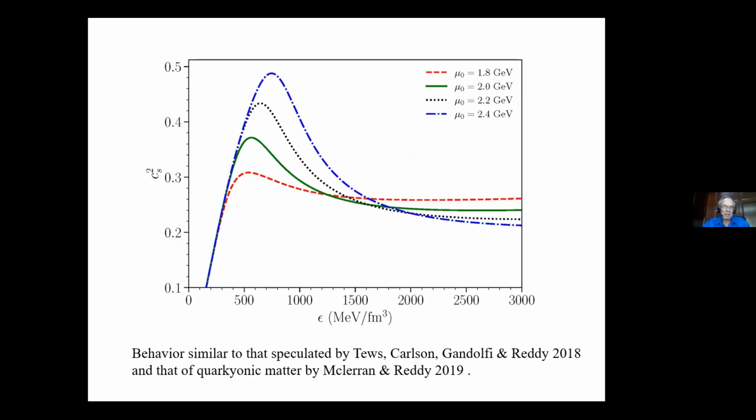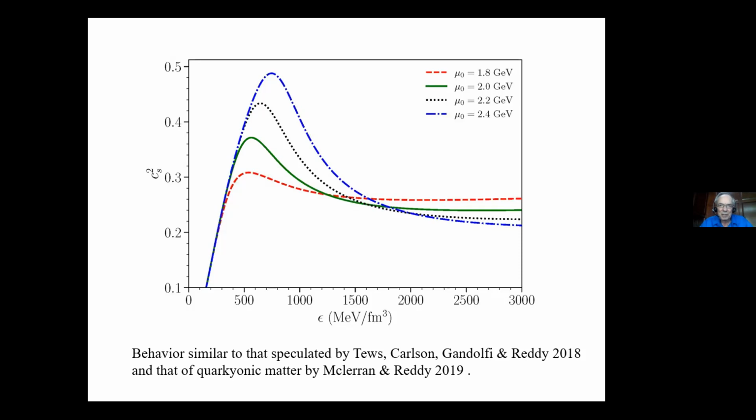So now let's plot the square of the speed of sound as a function of the energy density. Again, it starts at low energy density and rises rapidly. It wants to reach 1, but quark matter intervenes, a crossover to quark matter. For chemical potential mu0 of 1.8 GeV, the crossover happens sooner, and so the square of the speed of sound reaches a maximum value of about 0.3, and then it goes down a little bit, and asymptotically it would approach 1/3 at extremely high energy densities.